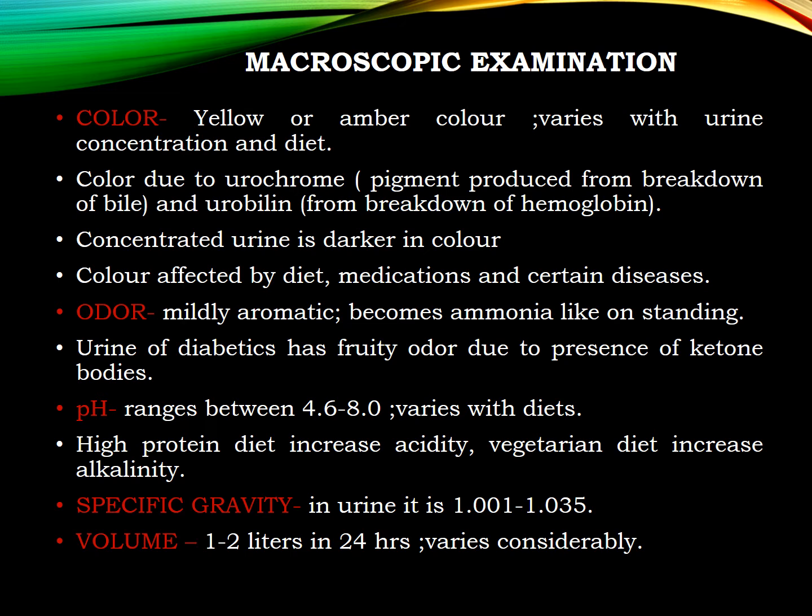The second is the odor. The odor of urine is mildly aromatic, and it becomes ammonia-like on standing. The urine of a diabetic has a fruity odor due to the presence of ketone bodies. The pH ranges between 4.6 and 8, and it varies with diet: a high protein diet increases the acidity of urine, and a vegetarian diet increases the alkalinity. Next is the specific gravity, which in urine is 1.001 to 1.035. The volume is 1 to 2 liters in 24 hours, and it may also vary considerably. This is the macroscopic examination of urine.